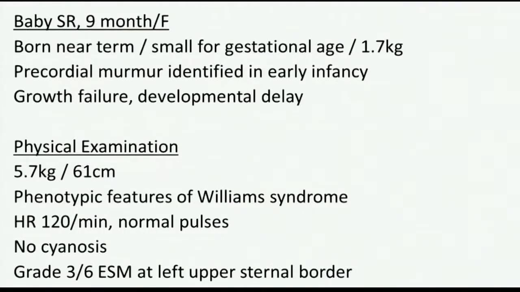Baby SR, 9-month-old girl child, born near term, born small for gestational age with a birth weight of 1.7 kilograms, with a precordial murmur identified in early infancy, and then growth failure and developmental delay continuing through. Currently weighs 5.7 kilograms, 61 centimeter length, has phenotypic features of Williams syndrome, heart rate of 120 per minute with normal pulses, no cyanosis, grade 3/6 ejection systolic murmur at the left upper sternal border.